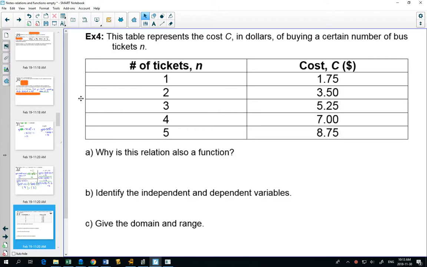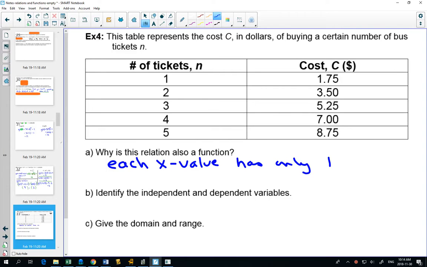Why is this relation also a function? Each x value has only one y value.